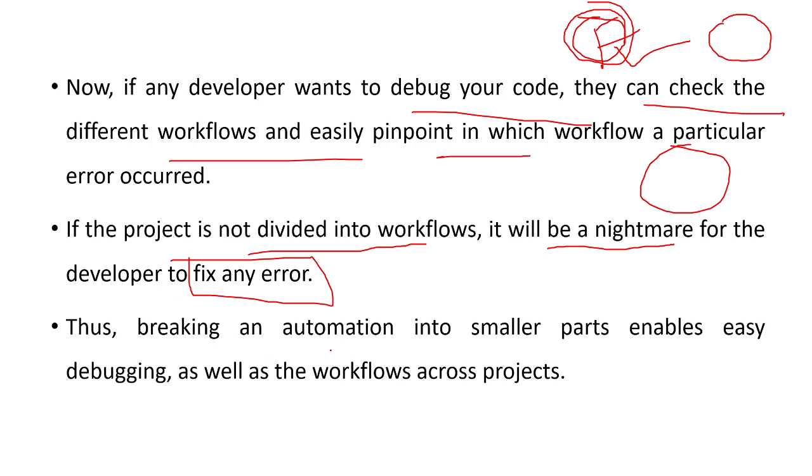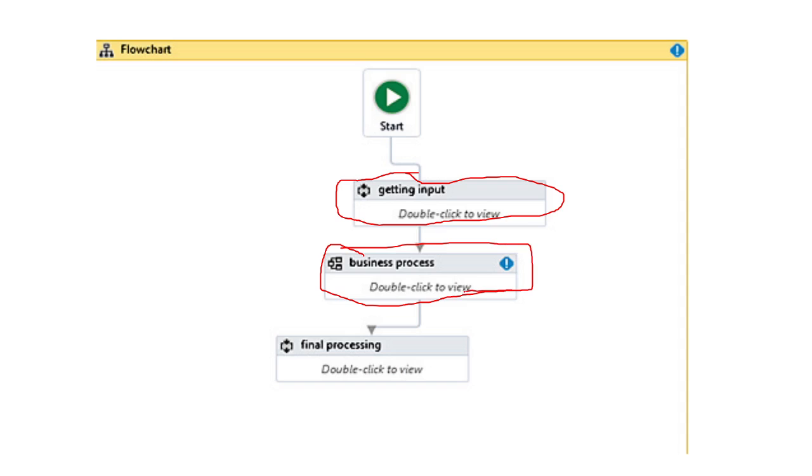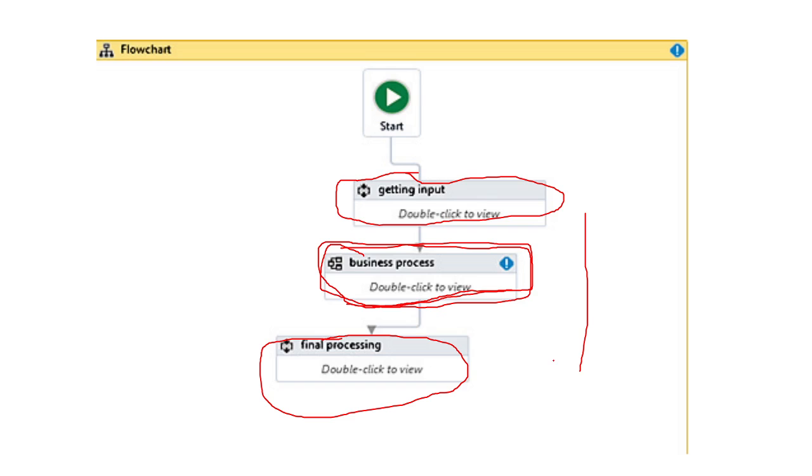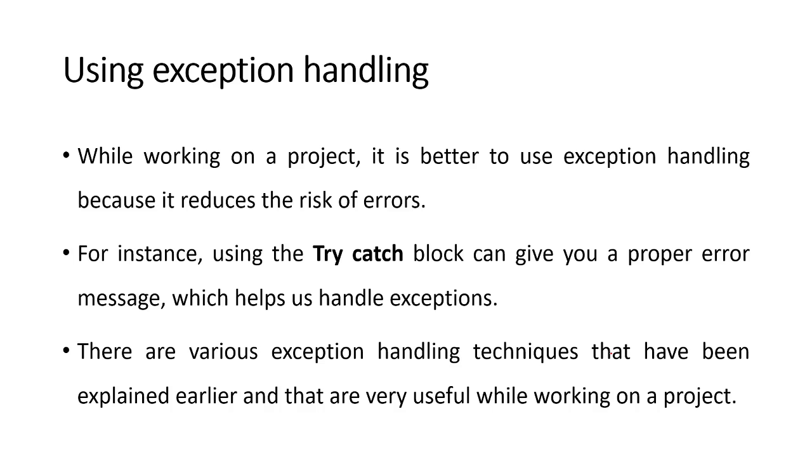right? So thus breaking an automation into smaller parts enables easy debugging or testing, as well as reuse of the workflows across the projects. So see here, interesting. This is a separate sequence whose responsibility is to get the input, and this is a flowchart or a transaction business process whose responsibility is processing the business logic, and this is a sequence whose job is to finalize the processing. Like this, you need to split the project into separate independent workflows. That's what the author is telling.